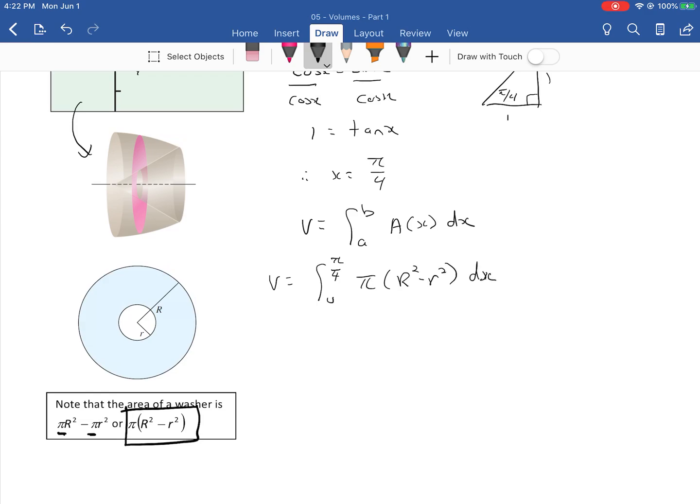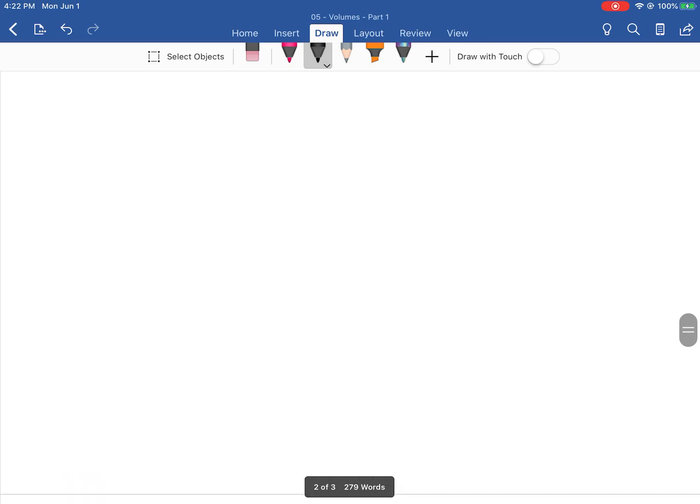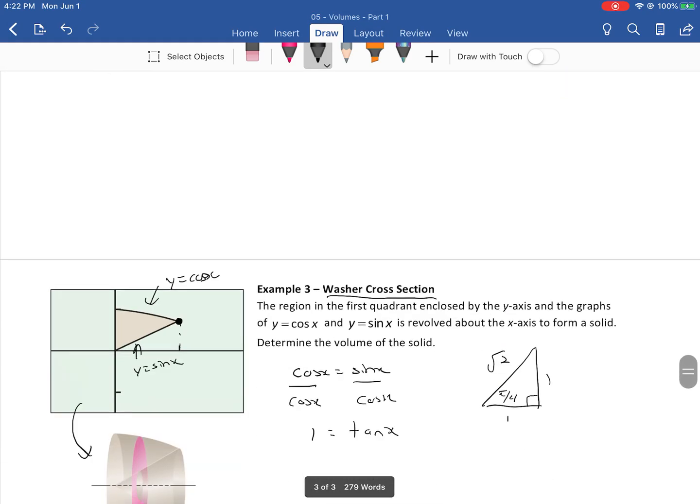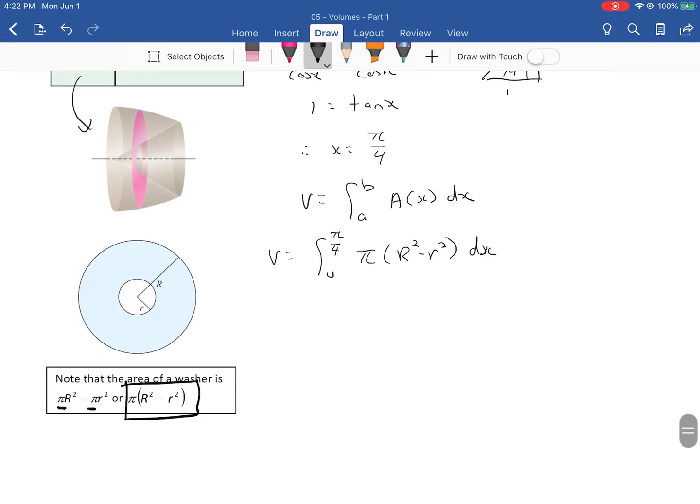And the area, I like doing it this way. I go pi R squared minus r squared. I actually write that in there to remind myself I'm doing the washer method now, because it's not a full circular disc like it was here. It's not a circle cross-section like that. It's a washer this time.